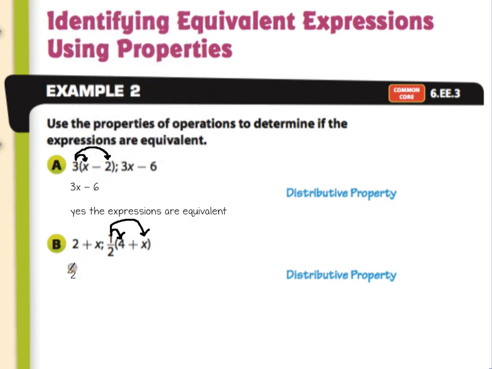All right, and when he does that, half times 4 is 2. Half times x is half x. Well, is 2 plus 1/2 x the same thing as 2 plus x? In this case, the answer is no. So these expressions are not equivalent.